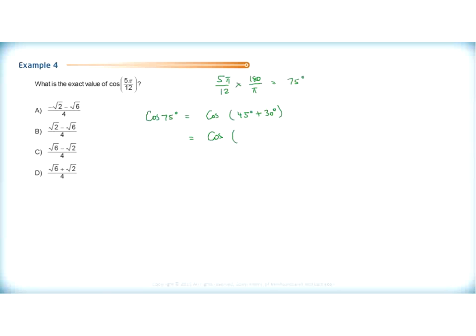So 45 degrees is pi over 4. 30 degrees is pi over 6. So I'm looking for the cosine of pi over 4 plus pi over 6. Now we need to use our identity for cosine. I didn't put that one up in the corner, but I'll write it in for you now. The cosine of a plus b, all I'm doing is looking at my formula sheet to get that, is equal to cosine a times cosine b, subtract, very important, sine a times sine b.